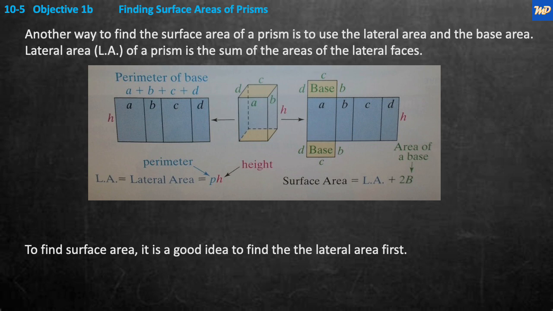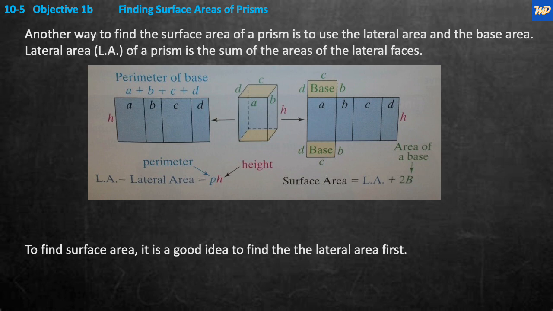Objective 1B, finding surface areas of prisms. Another way to find the surface area of a prism is to use a lateral area and the base area. Lateral area of a prism is the sum of all the areas of the lateral faces. And the bases are the 2 parallel bases that are congruent. Just like the triangle, you find one, you know the other one automatically.